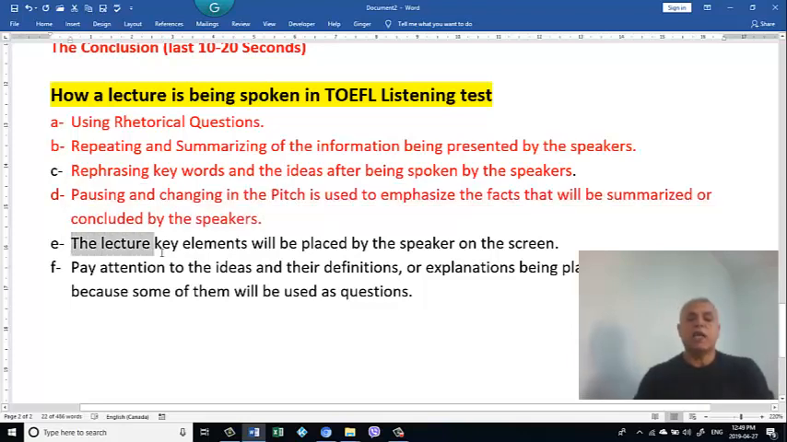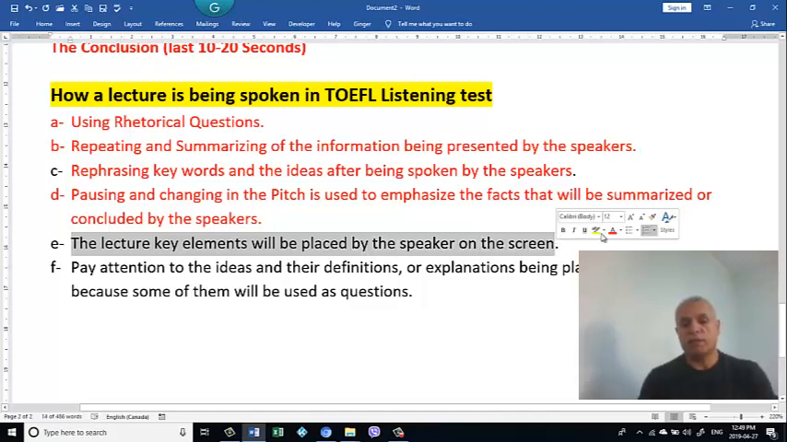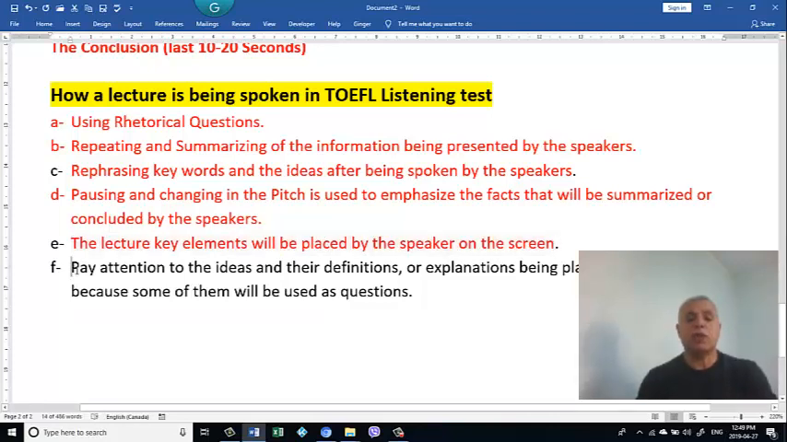Number five, the lecture's key elements will be placed by the speaker on the screen. Then the last one: pay attention to the ideas and their definitions or explanations being placed on the screen, because some of them will be used as questions.